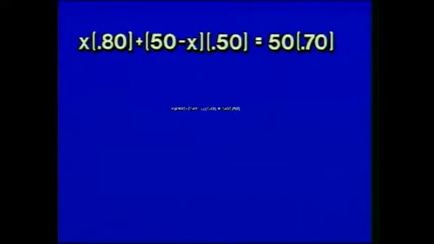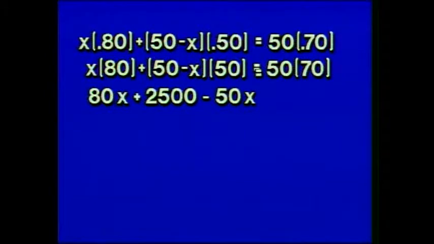Now, what we're going to do next is write 100 times each of the terms here. Notice I'm doing this in order to clear the decimals. If I simply multiply 100 times each of those percents or decimals, it'll simply slide the decimal points 2 places to the right, and now we can deal with whole numbers instead of decimals. Well, let's continue. X times 80 is 80x. 50 times 50 minus x is 2500 minus 50x. And on the right, 50 times 70 is 3500.